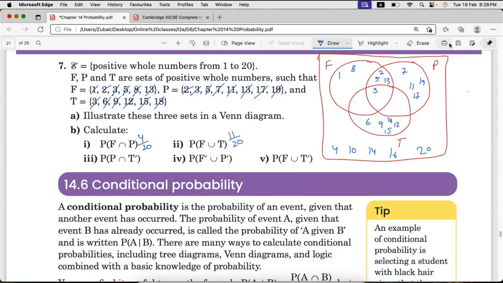T intersection T complement. This will be the intersection. 7 over 20, very good. 7 by 20. F complement union P complement.